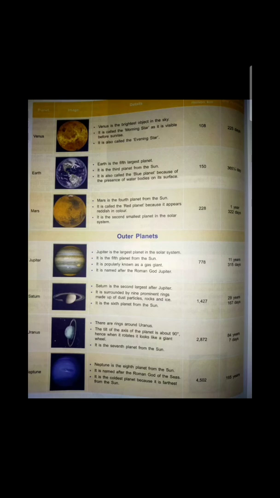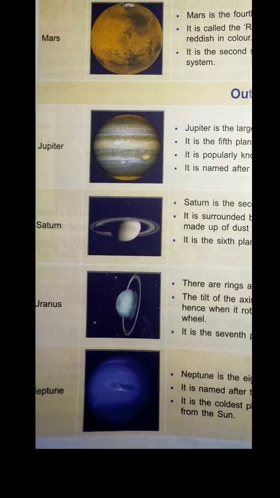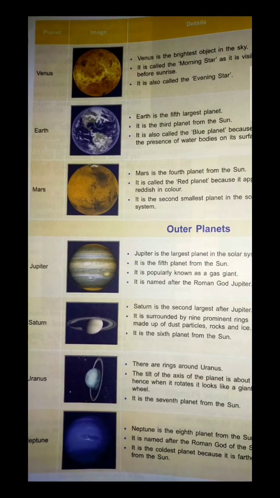Okay, so further, the next one is related to Uranus. There is a ring around Uranus, and it is the seventh planet from the sun, and it is quite tilted from its axis. थोड़ा सा ये अपने axis से क्या है, मुड़ा हुआ है, 90 डिग्री के एंगल से ये मुड़ा हुआ है. It looks kind of like a giant wheel, and the distance from the sun is around 2872 kilometer, and the time it takes to complete one revolution around the sun is 84 years and 7 days.